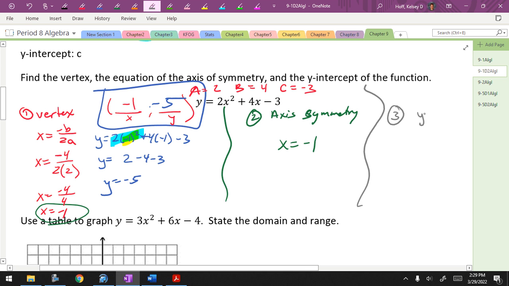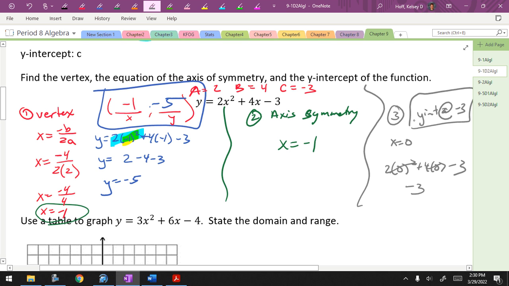Number 3 is our y-intercept. We learned way long ago, what does every y-intercept on any graph have in common? X is always 0. So if I take this equation and I plug in 0, 2 times 0 squared plus 4 times 0 minus 3, what happens? Everything cancels except the minus 3, right? So your y-intercept is at negative 3.